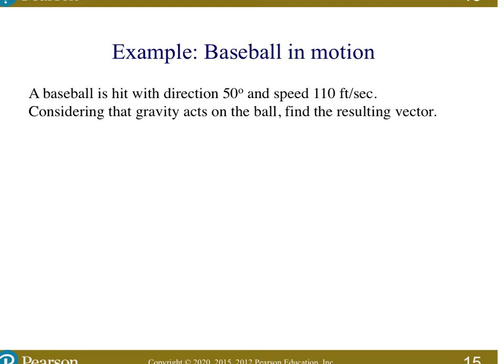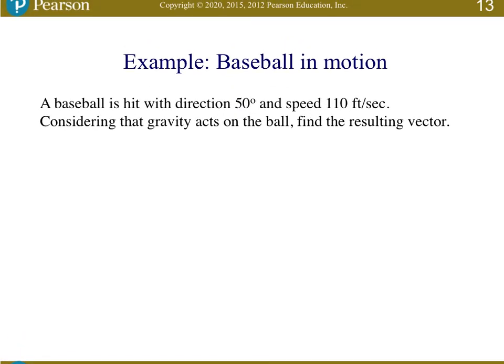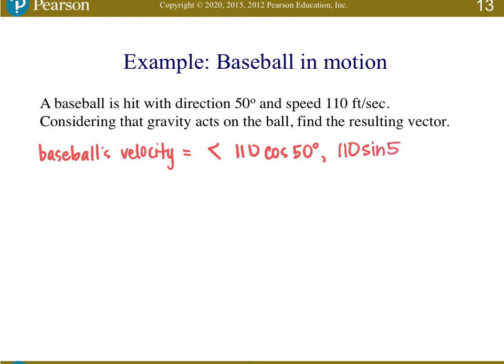Okay, so we need to figure out just the baseball. So assuming there was no gravity, what is the baseball's velocity vector? And so we know the speed is 110, and then the cosine of 50 degrees, and then its y component would be a speed of 110 sine of 50 degrees. So that's without any gravity acting on it.